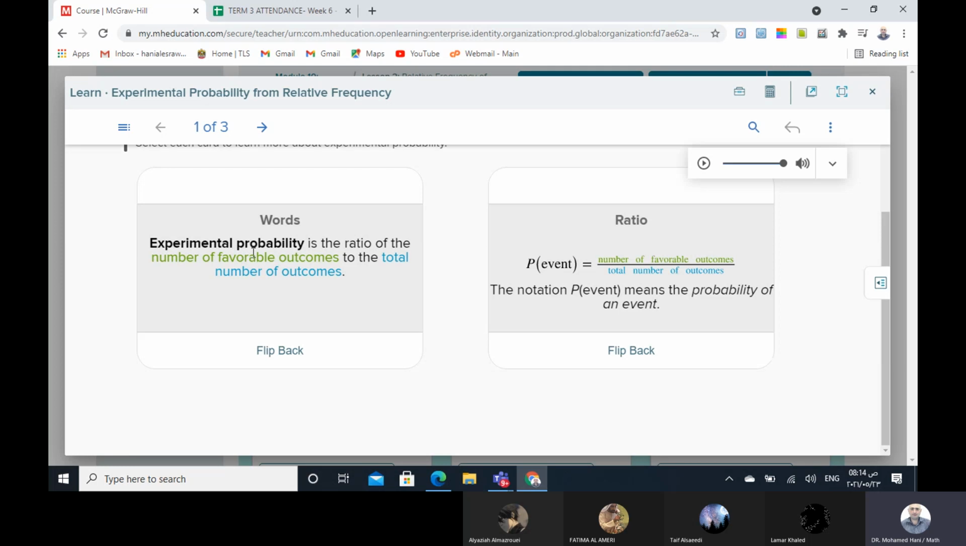So experimental probability is a ratio of the number of favorable outcomes to the total number of outcomes. The symbol P means event. P means event, الحدث أو الاحتمال. The rule will be equal number of favorable outcomes over total number of outcomes. So the notation P(event) means the probability of an event.